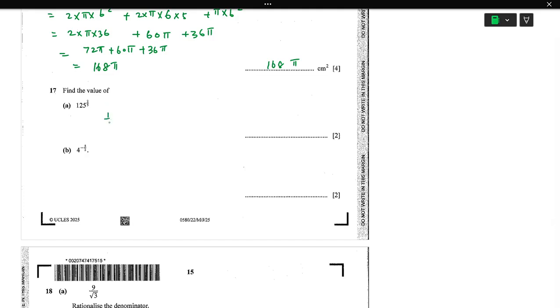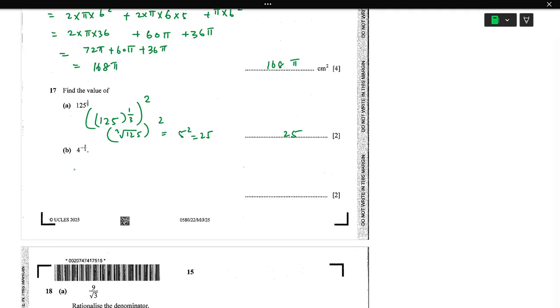Okay, the next question, find the value of 125 power 2 by 3. So we can write 125 whole power 1 by 3 and power square. We can write, first we will take a cube root, which is cube root of 125 whole squared, which is 5 squared, 5 squared equal to 25. So the answer is going to be 25, the first part.